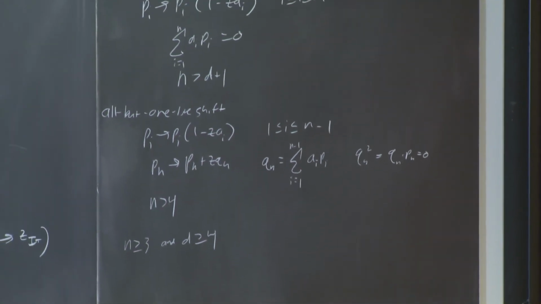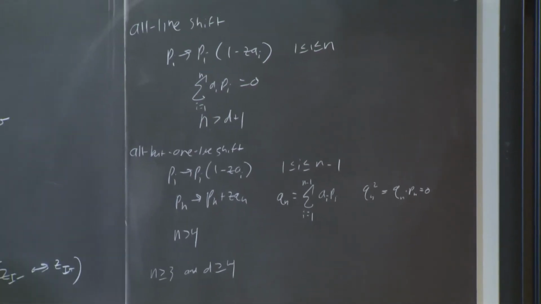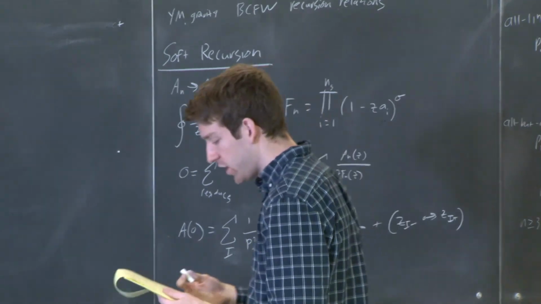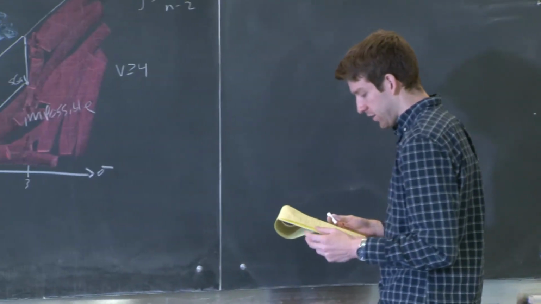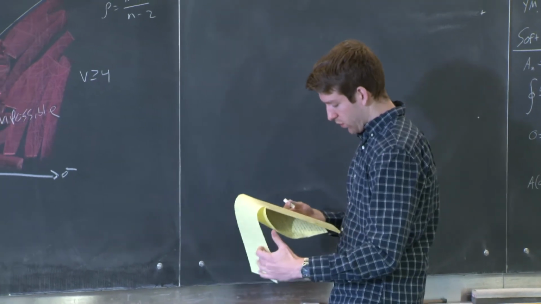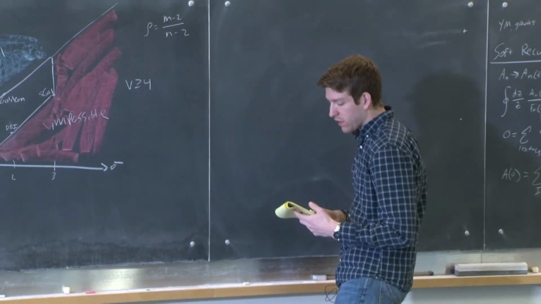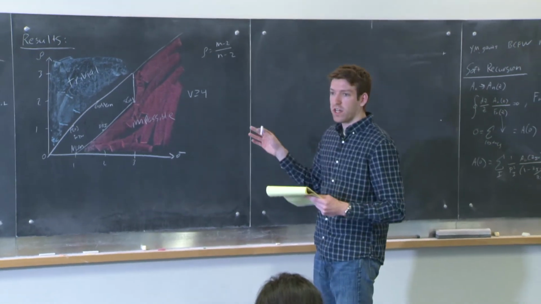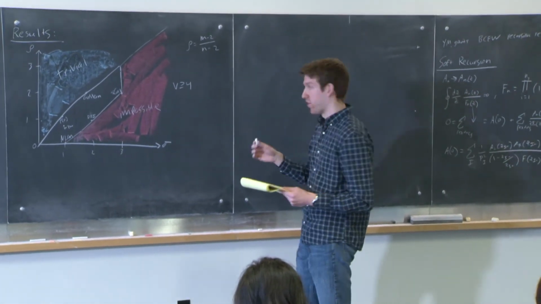Okay, so we have our recursion relations, which we're going to use. We have these different shifts, so what do we do? Let's consider the amplitude, just the contact amplitude with v scattering particles, so A_v.